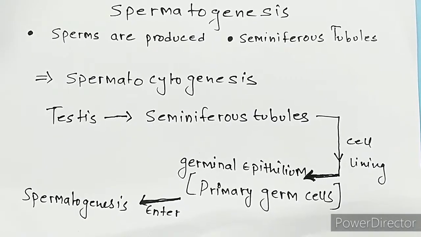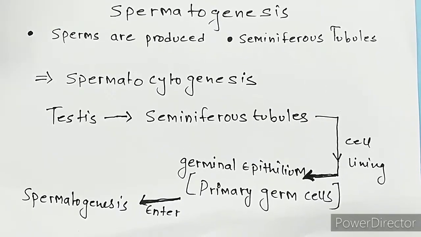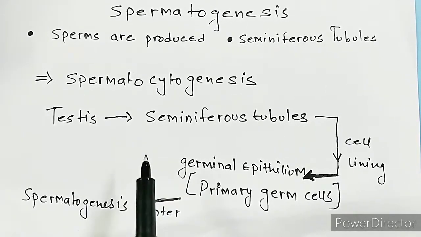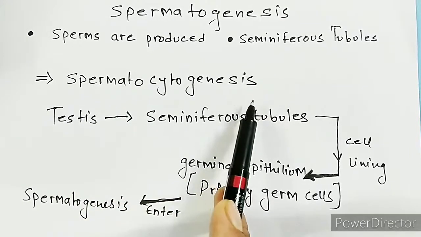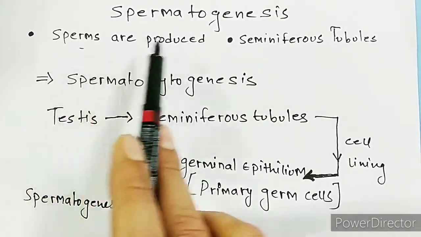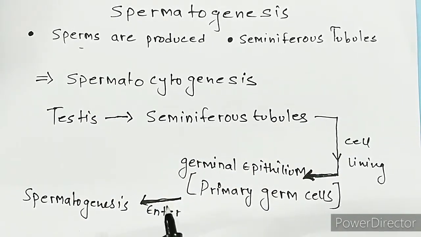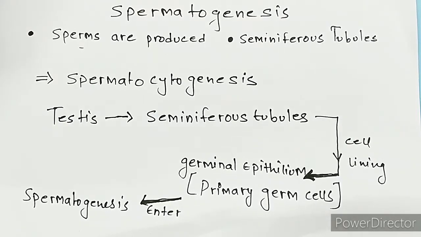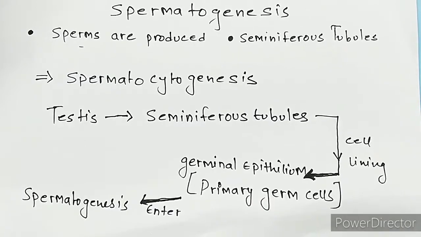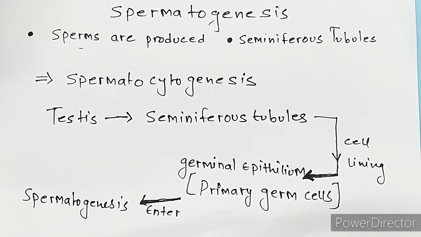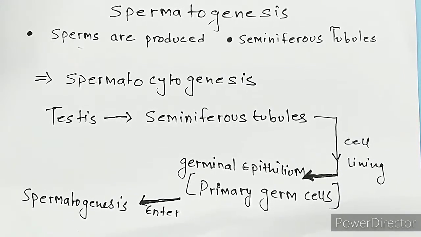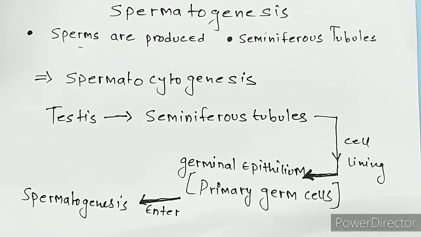To understand spermatogenesis, we should know that first it goes through spermatocytogenesis. When sperms are produced in the seminiferous tubules of testes, before they become haploid cells, they first go through the process which is known as spermatocytogenesis, where somatic-like cells become the sex cells, or a diploid cell changes into a haploid cell.